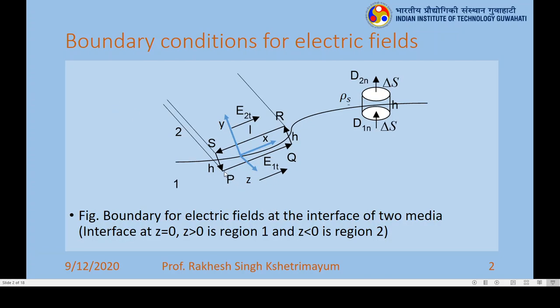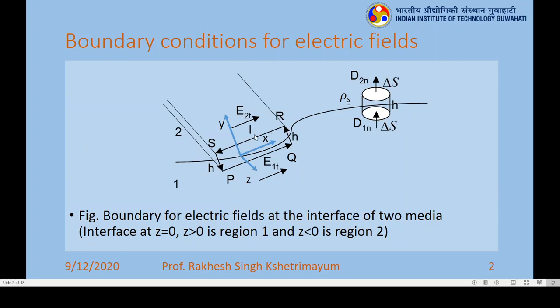Now we are doing line integration over PQRSP. The contribution from the PQ line would be E dot dl. The electric field in region 1 is E1. When you do E dot dl, you get E1t times the length of this, which is assumed as L. Now you also do line integration for QR, but fortunately the height is tending to 0 at the interface. So the contribution from the QR portion is negligible.